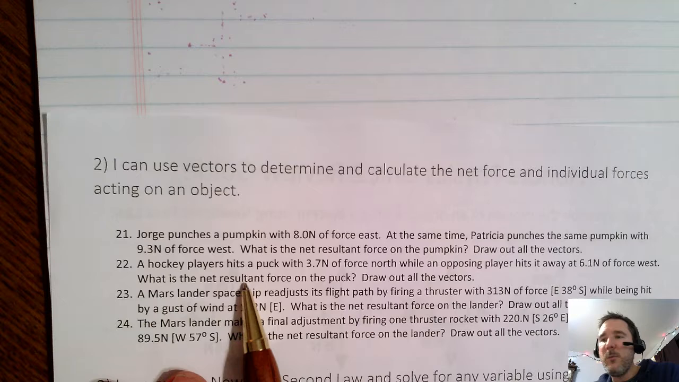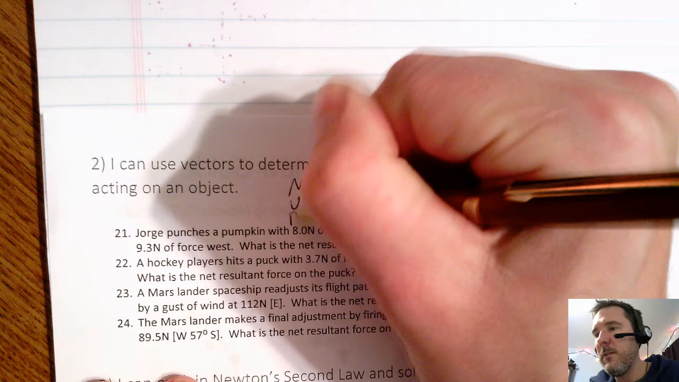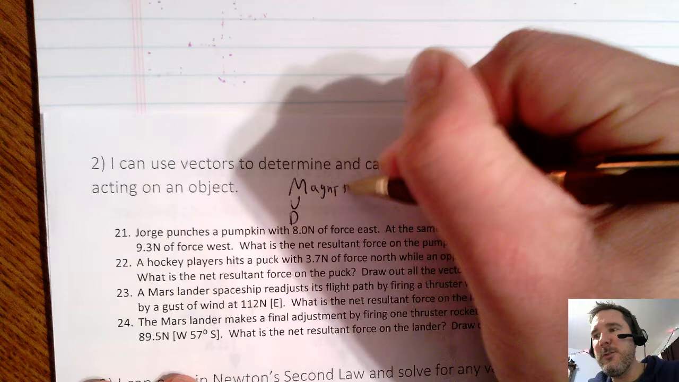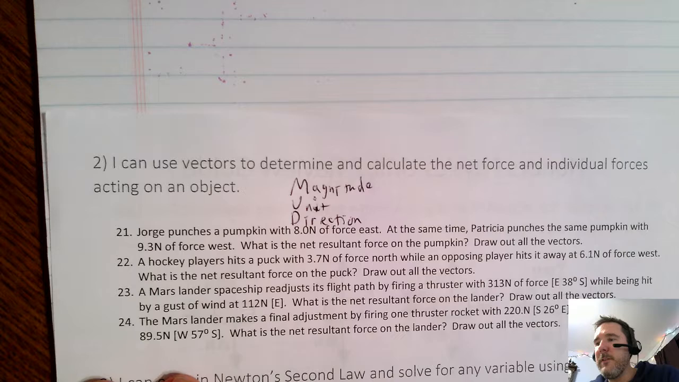If it just says the magnitude, remember, a vector has three things to it. A vector has the magnitude, it's got the unit, and it's got the direction. So every vector has these three things: magnitude, unit, and direction.